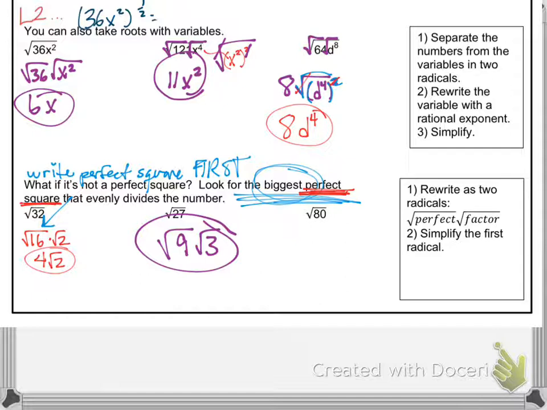Now with 80, I don't care that 40 times 2 goes into 80. I want the biggest perfect square. If you can't see right off the bat that 16 goes into it, just start high and work your way down the list. Does 64 go into it? No. 49? No. 36? No. 25? No. 16? Yes, that works. So we write it thus and simplify it like that.